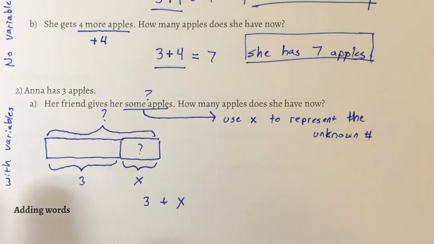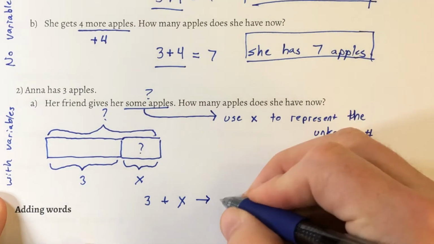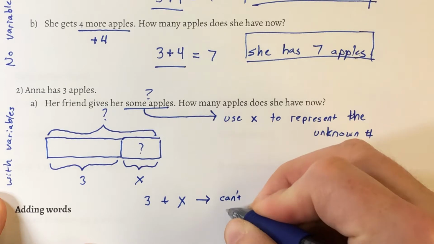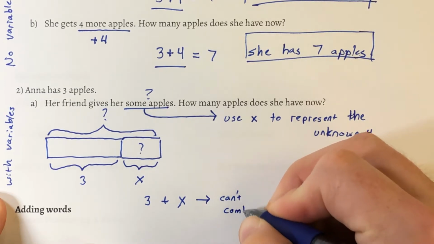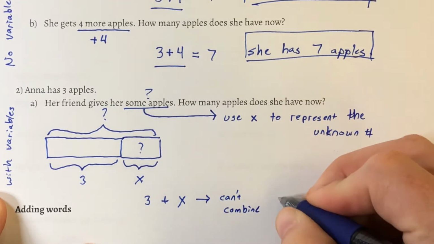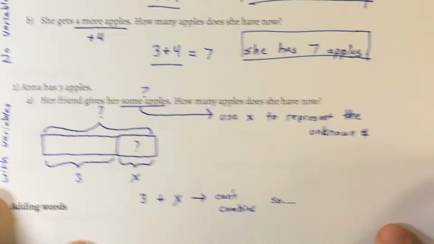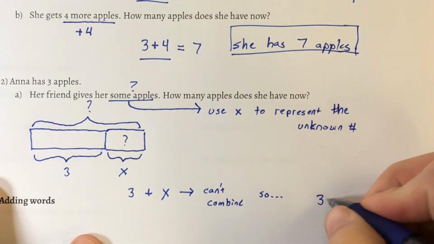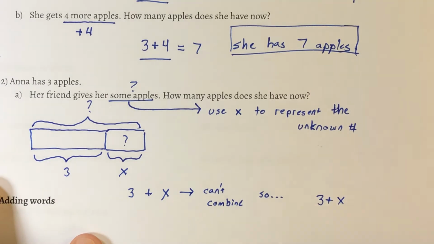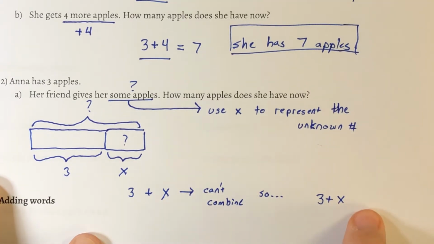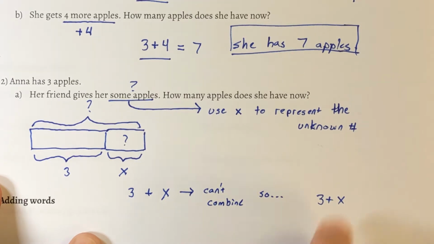So if I said, what is 3 plus x? Well, because you can't combine, the answer is simply 3 plus x. So what is 3 plus x? 3 plus x. There's not a darn thing you can do with them. You can't do anything with it except for, we'll just look at it. So this is an expression. We're expressing how many apples she has. She has her 3 plus whatever her friend gave her.